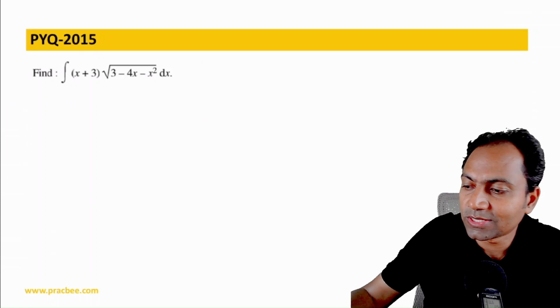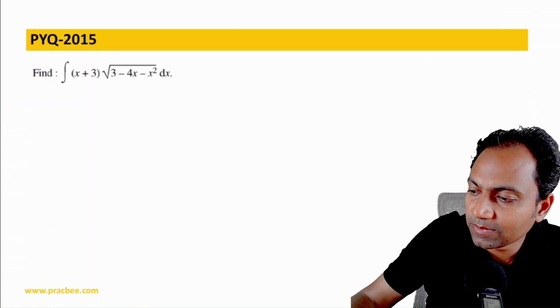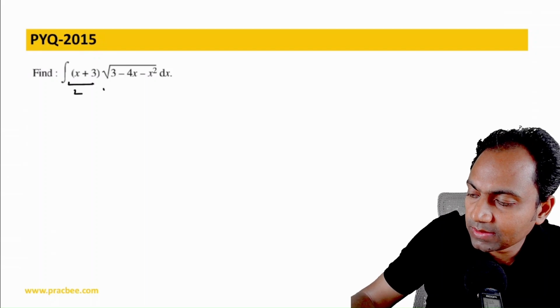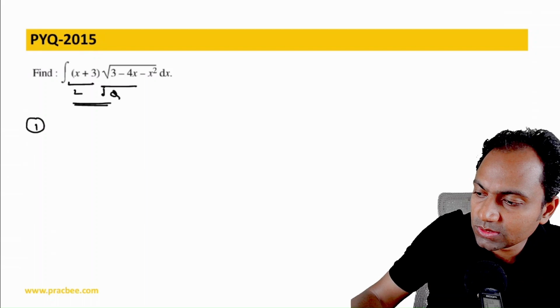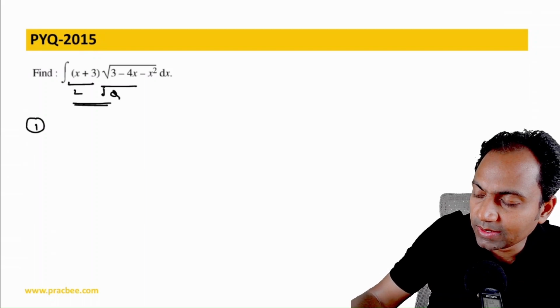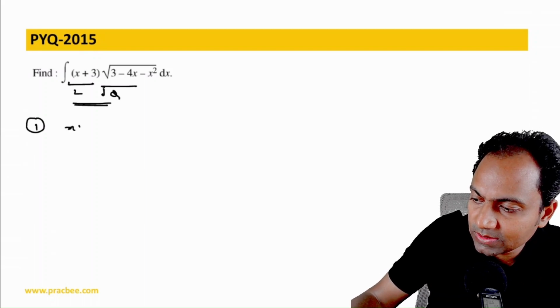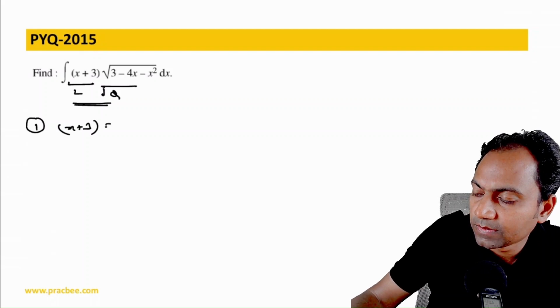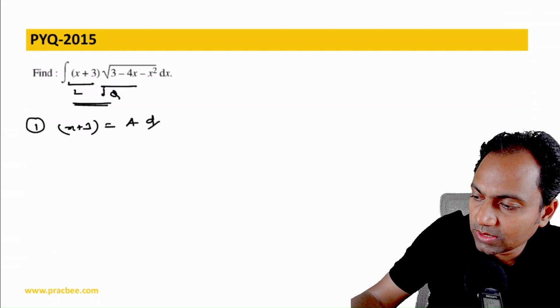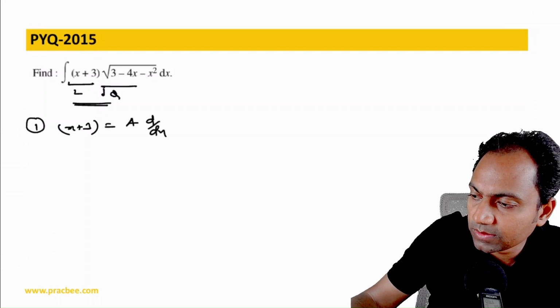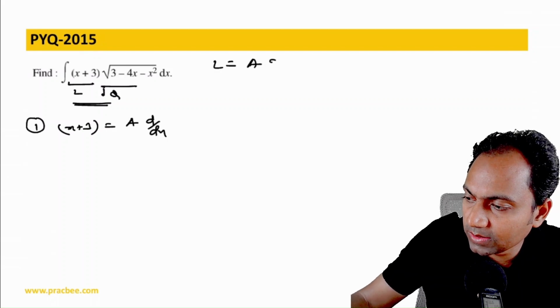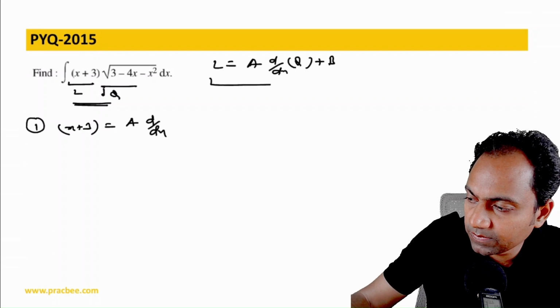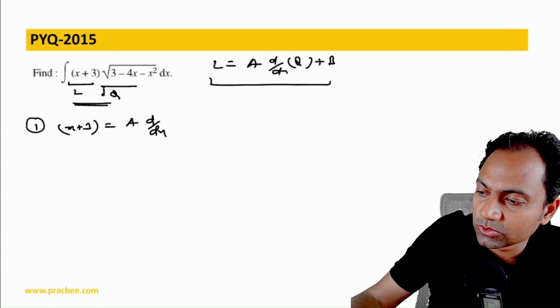Now, if I look into this next question, this is nothing but of the form wherein we have linear and then root of quadratic. This kind of a form. So how do we solve such questions? The method is we can write this x plus 3, or the linear part, as nothing but a times derivative of quadratic plus b. This is the logic or the method to solve such questions.